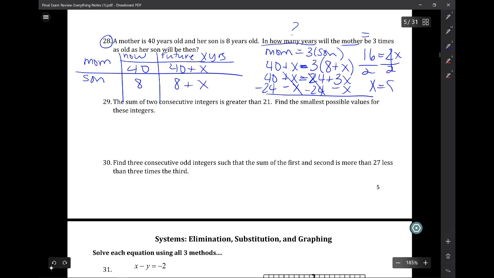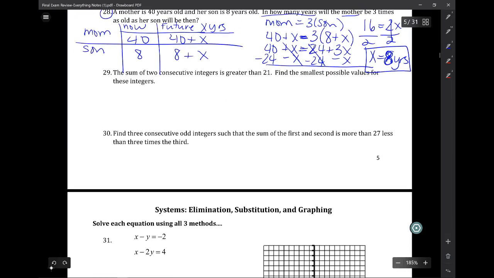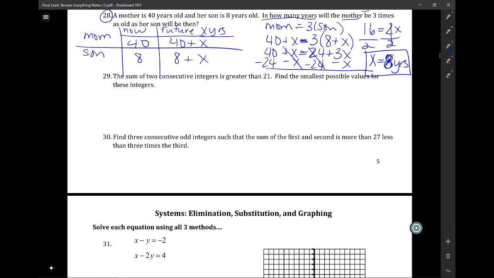And so that means in 8 years, the mother will be 3 times her son's age. All right, last of these word problems that I plan on doing is number 30.